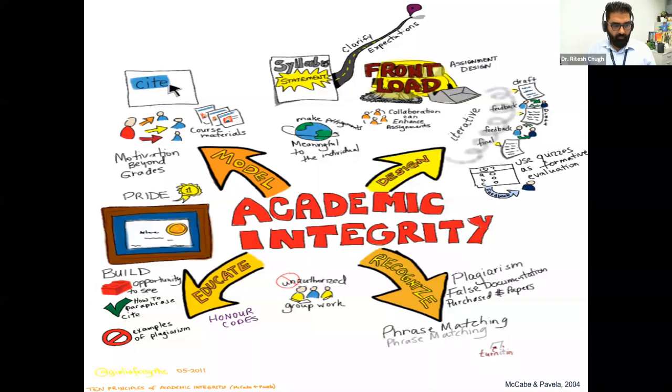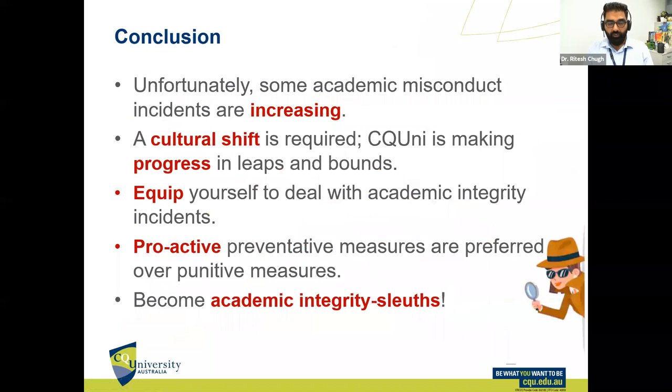All right. Now, before I open it up for further discussion, there is just this concluding slide that I will quickly look at. Unfortunately, some academic misconducts are increasing, and contract cheating seems to be on the rise. A cultural shift is required, and I do know CQUni is making progress in leaps and bounds, because trust me, we are perhaps the first university that is doing a lot in terms of policies and procedures about academic integrity, having staff dedicated to academic integrity, staff that are actually reporting academic misconducts back to TEQSA. I know this because I've been talking to the academic integrity team, so we are really progressing.